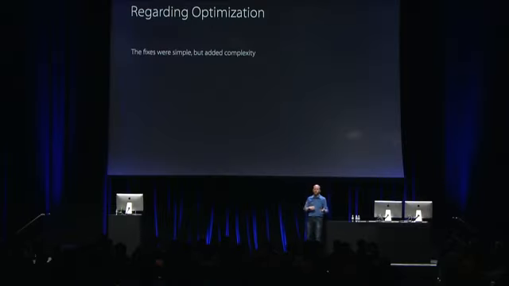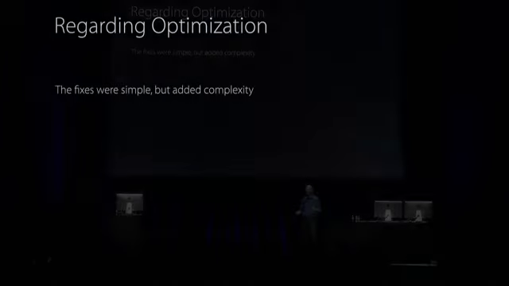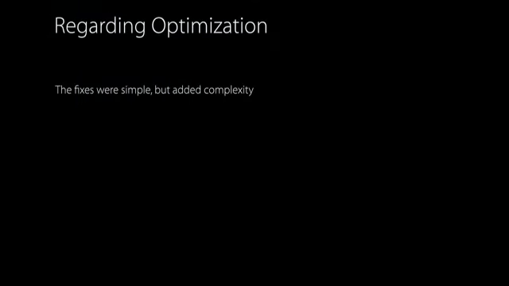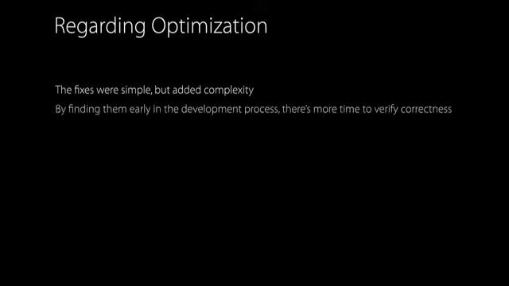A couple notes regarding optimization. The fixes we made today were relatively simple, but they did add complexity to our app. And in general, the practice of optimization is trading simplicity for performance. But fortunately, because I did my profiling early in my development cycle, I didn't wait to the very end, I now have time to verify that my app continues to behave correctly. I can add additional unit tests if I think that's necessary, or UI tests, and focus on where I added complexity and make sure it still works.